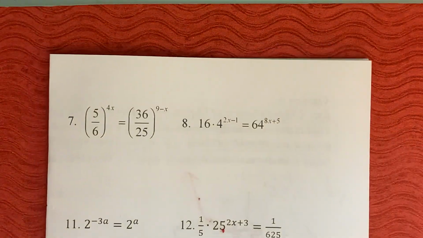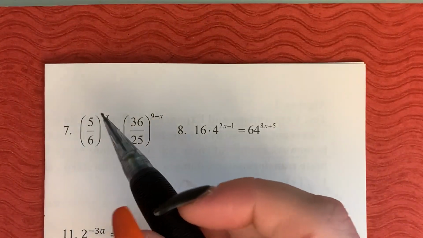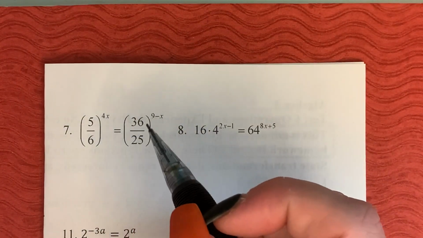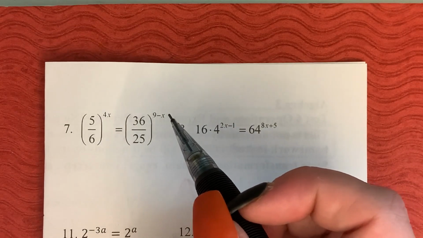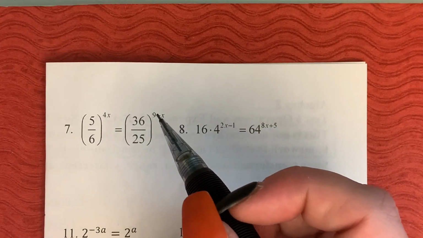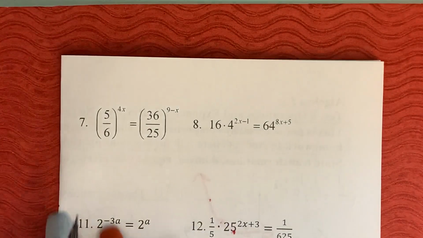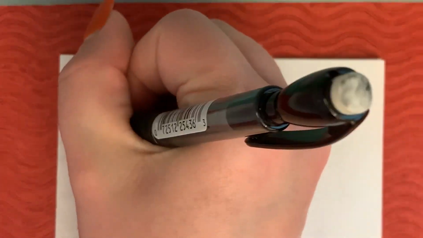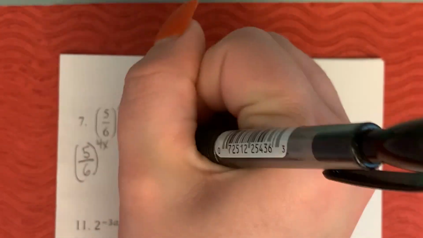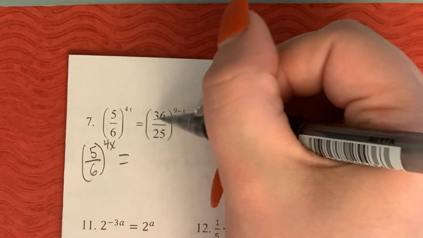This one's a little tricky because of the fractions, and there's a couple of different ways to think about it, so just be careful. I have (5/6)^(4x), and then I have (36/25)^(9-x). There's about 3 different ways to solve this, maybe more, but this is how I'm going to solve it. I'm going to keep this (5/6)^(4x) alone, and then think about this fraction over here.